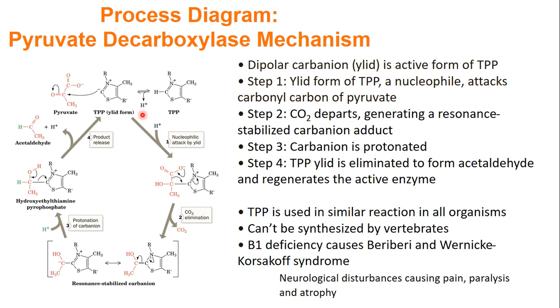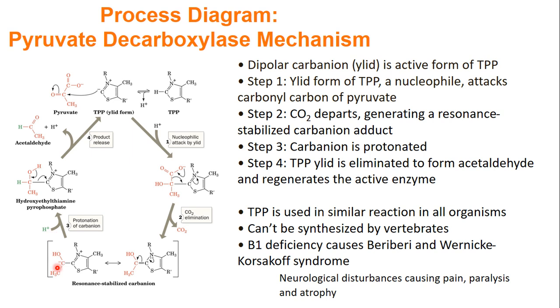To have this reaction work, you need your TPP in the ylide form, and that means you have a dipolar carbanion. So here's your carbanion, and dipolar because you have two charges and it's polar, plus and a minus. Once you have the ylide form, your carbon will actually attack the carbonyl carbon of your pyruvate to form one of your intermediate structures. From this, CO2 will be eliminated, and you're going to get a resonance-stable carbanion.